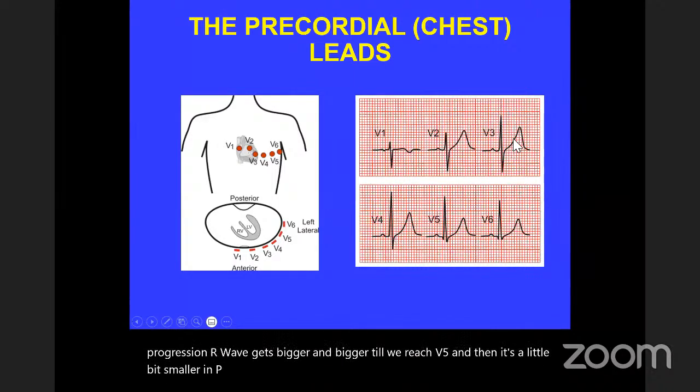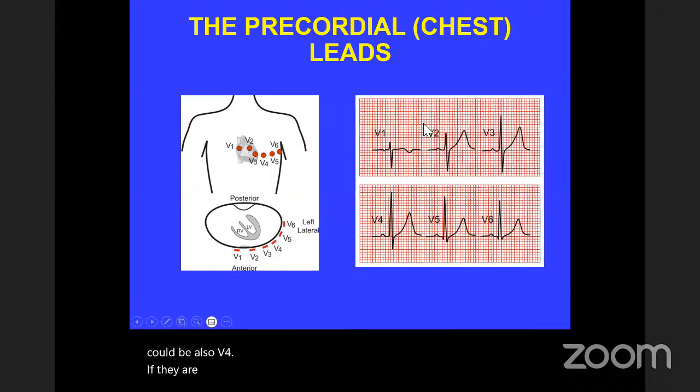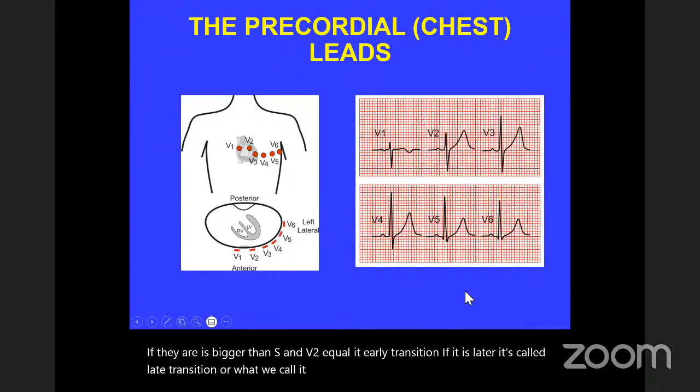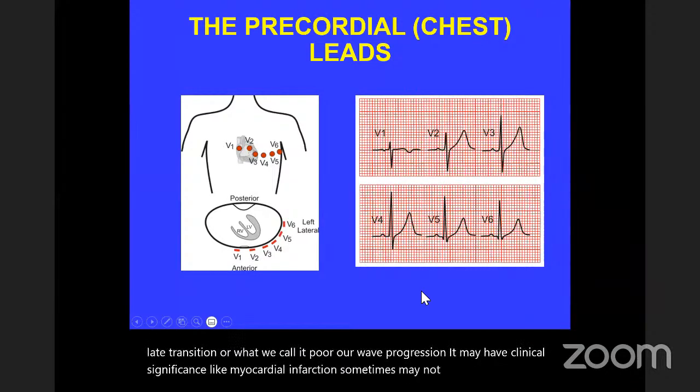The usual transition where R is more than S is at V3, but could be also V4. If the R is bigger than S in V2, we call it early transition. If it is later, it's called late transition, or what we call poor R wave progression. It may have clinical significance like myocardial infarction, sometimes may not have clinical significance.